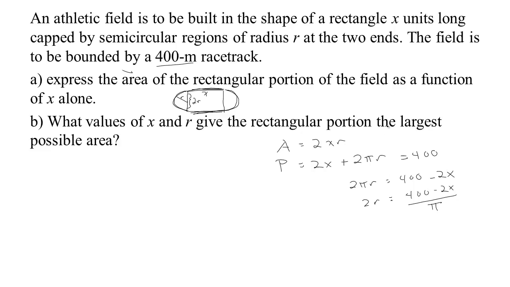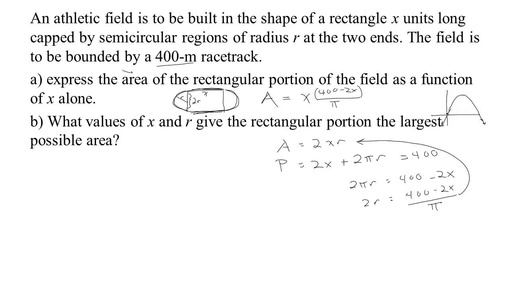divided by pi, which I can then substitute in here, and I get the area as a function of x alone. Since the area is x times 2r, and we know that 2 times r is 400 minus 2x all over pi, now we have the area as a function of x alone. Looking at this function, if I multiply it out, it's going to be a parabola, and the leading coefficient is going to be minus 2 over pi times x squared. So our function is going to be this parabola opening down like this.